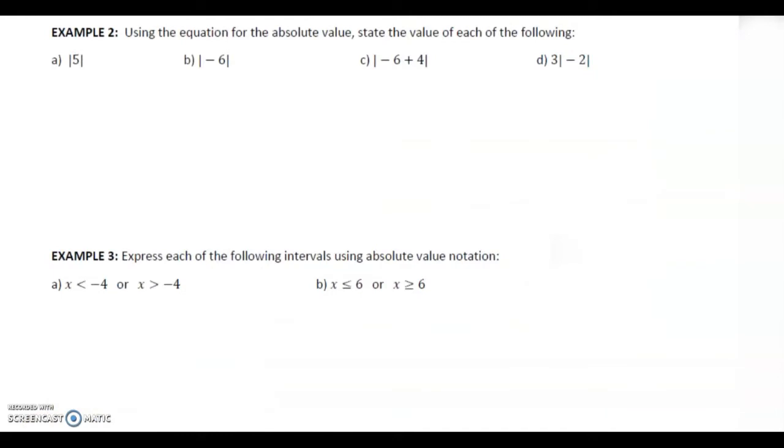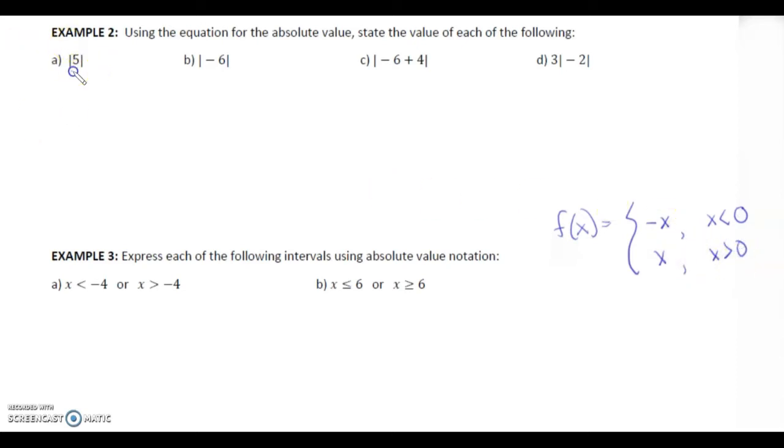All right, example 2. Using the equation for absolute value, state the value of each of the following. Okay, so the absolute value is 5. So if we want to put this equation on the side of our paper, we're going to have this piecewise function. This is what it's called. There's going to be two pieces of it. There's going to be negative x if x is less than 0, and we're going to have x if x is greater than 0. Okay, and there's going to be commas there.